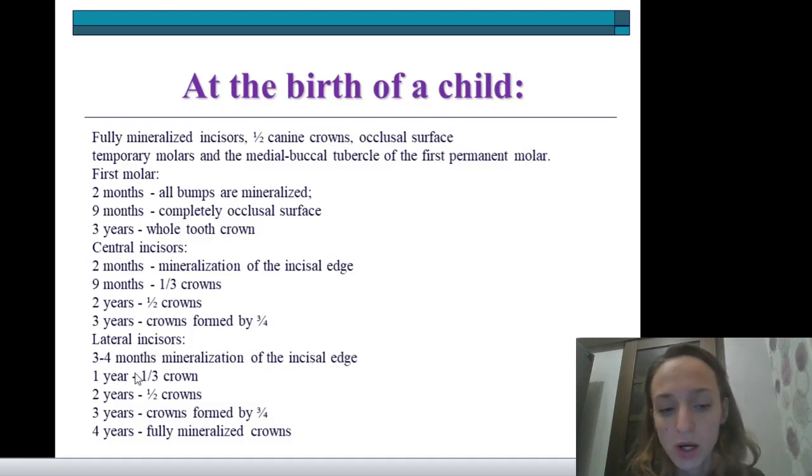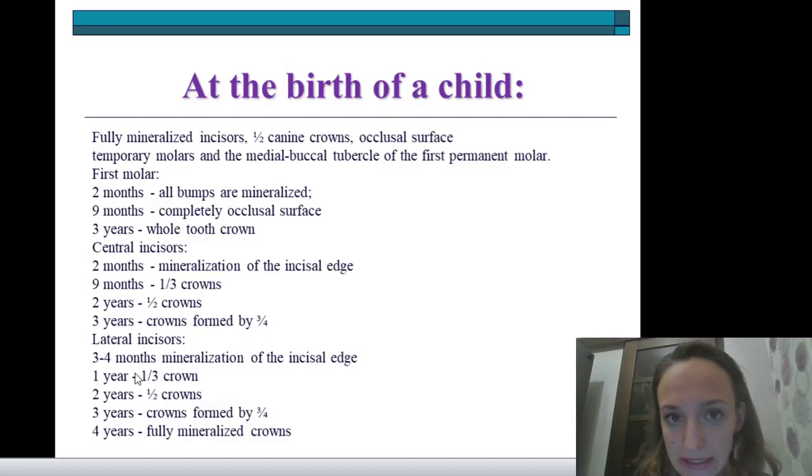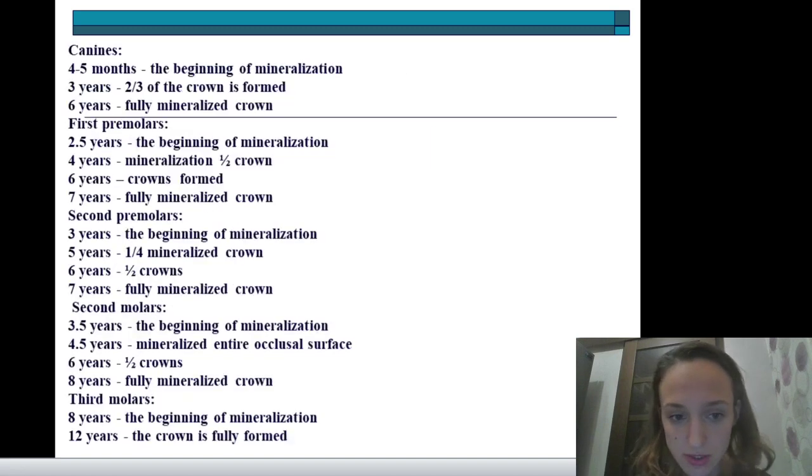9 months, 1/3 of the crown, 2 years, 1/2 of the crown, 3 years, crowns formed by 3/4. Lateral incisors, from 3 to 4 months mineralization of the incisal edge. 1 year, it is 1/3 of the crown, 2 years, 1/2 of the crown, 3 years, crowns formed by 3/4, and at 4 years fully mineralized crowns.